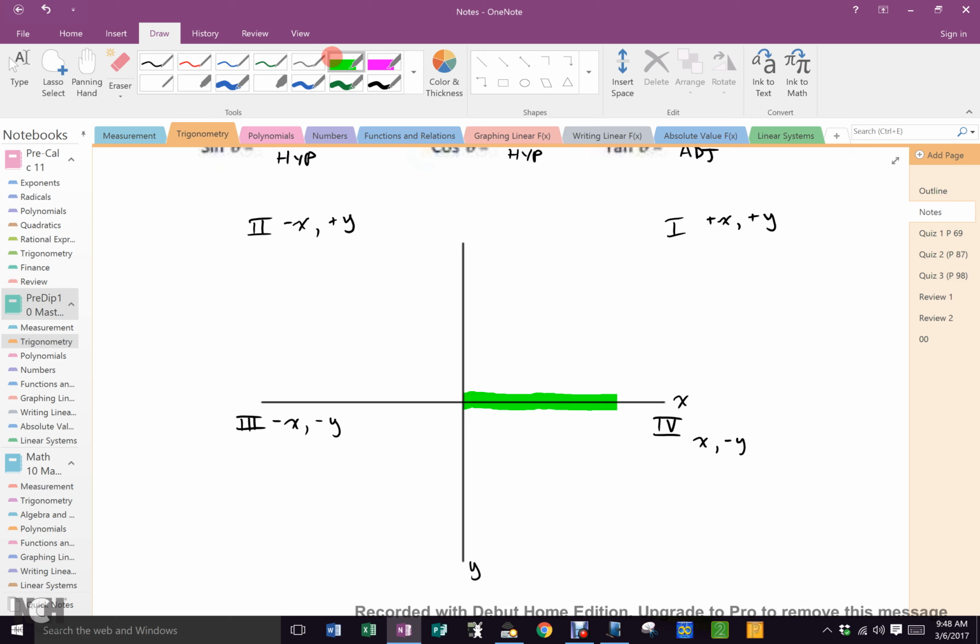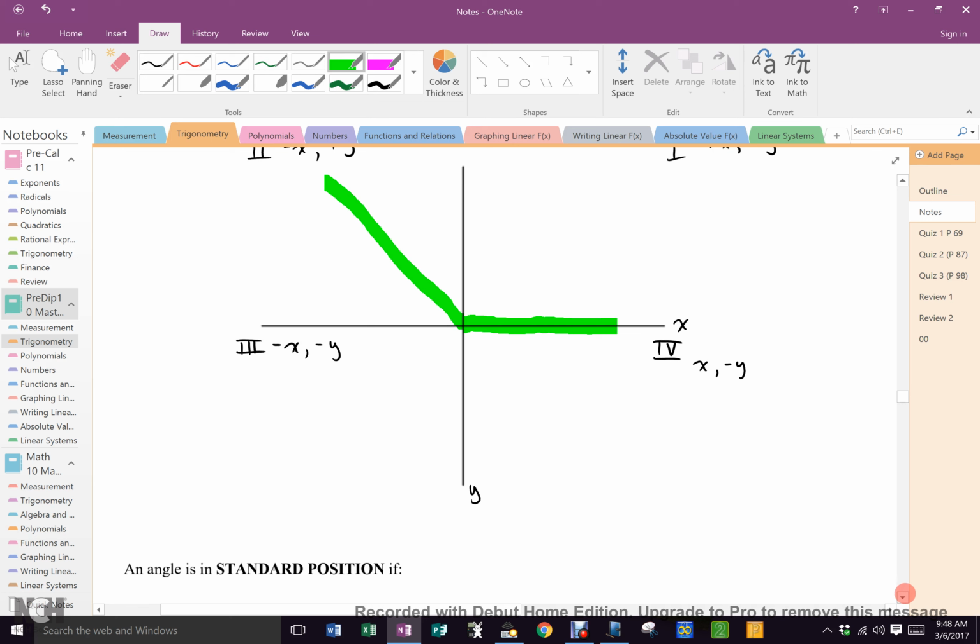Now, draw an angle out into the second quadrant. Now, do I have an angle? Everyone agree? Everyone's good? Okay. How do we measure that angle? We measure that angle this way. That is our theta. Okay?